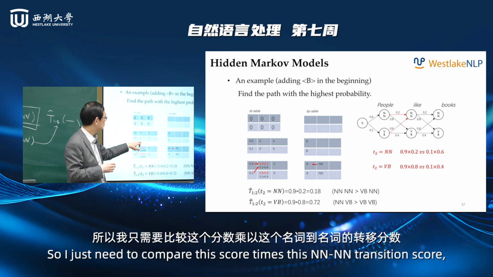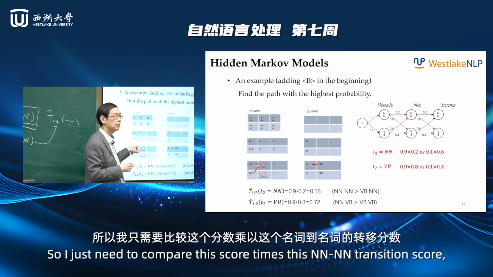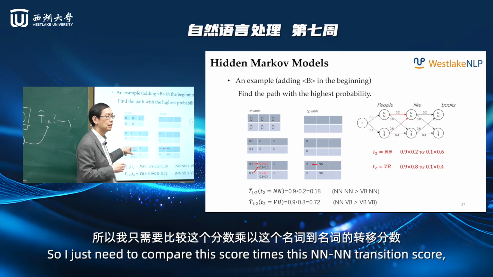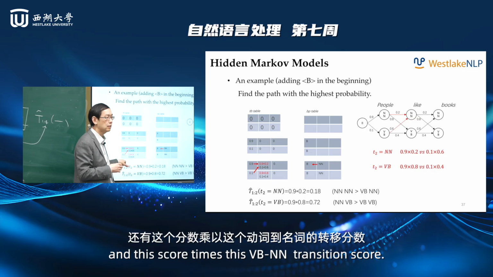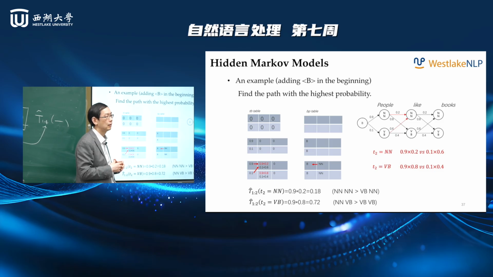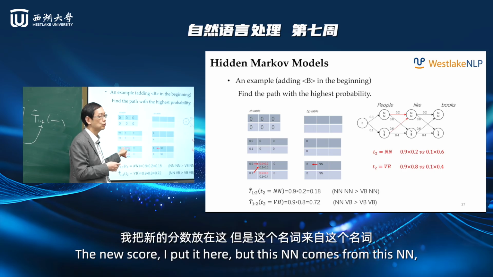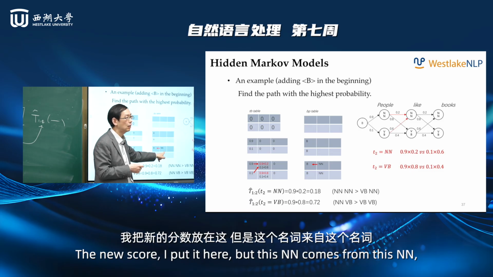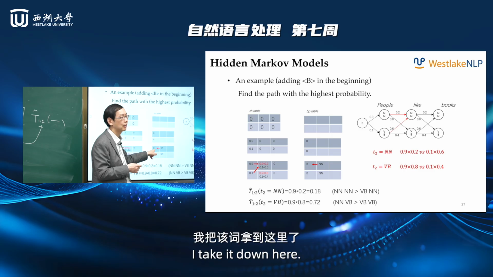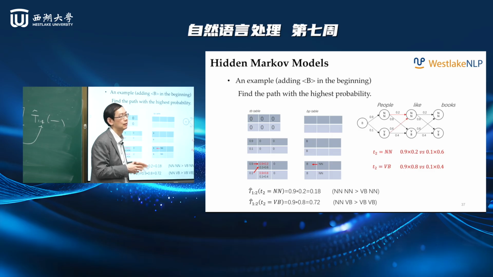So I just need to compare this score times this noun-noun transition score, and this score times this verb-noun transition score. I just take the higher scored one. So noun-noun wins. So I take the noun-noun transition here. The new score, I put it here. But this noun comes from this noun. I take it down here, right?